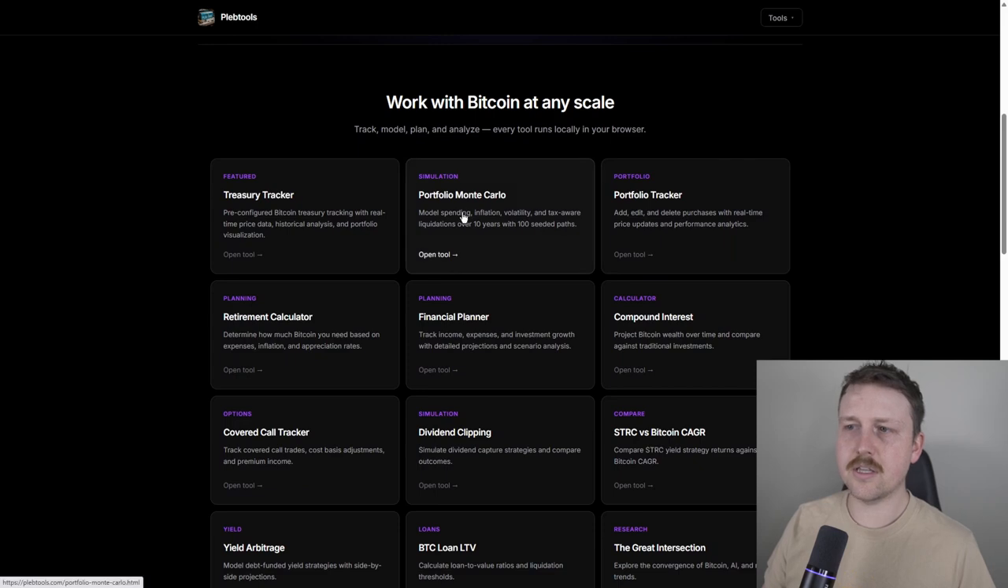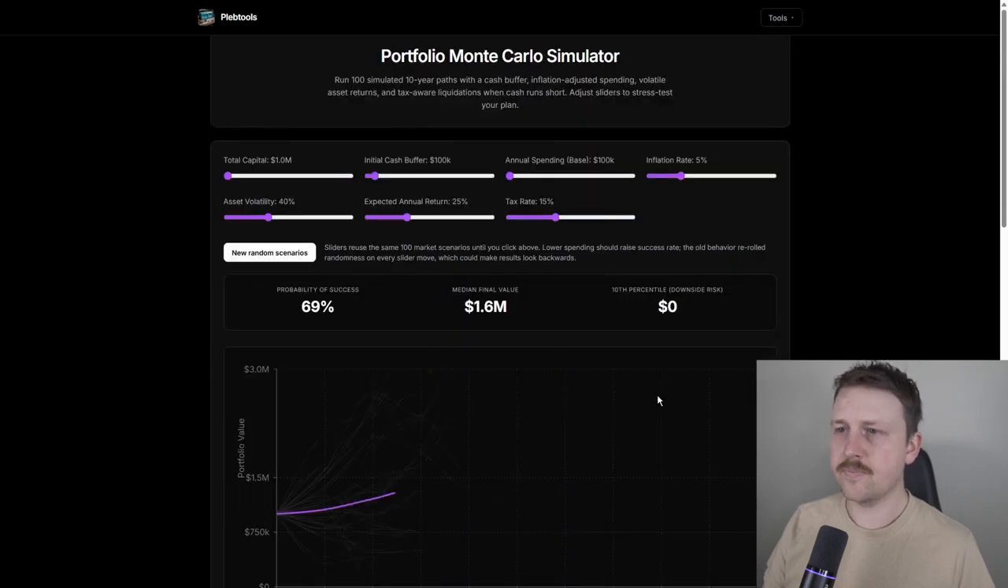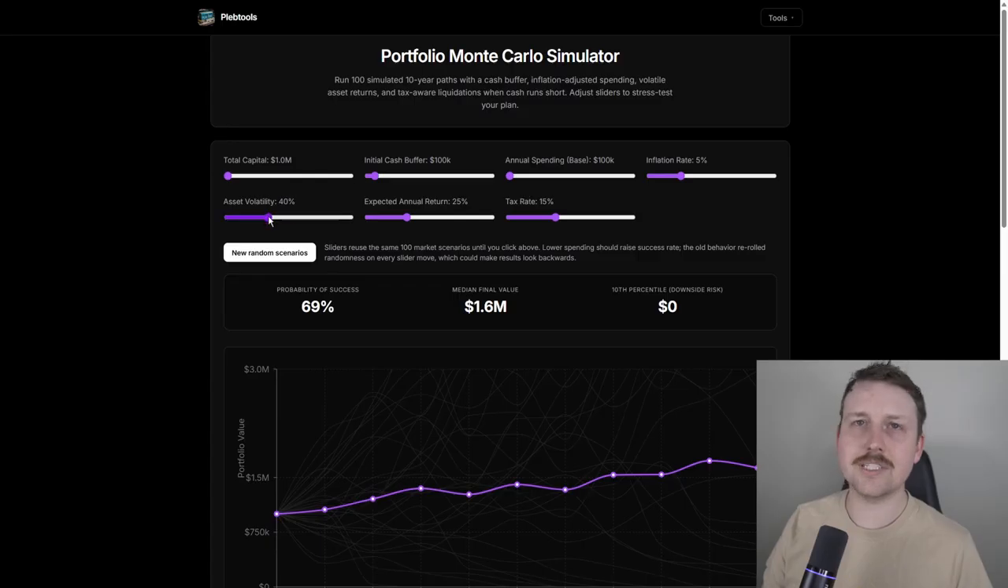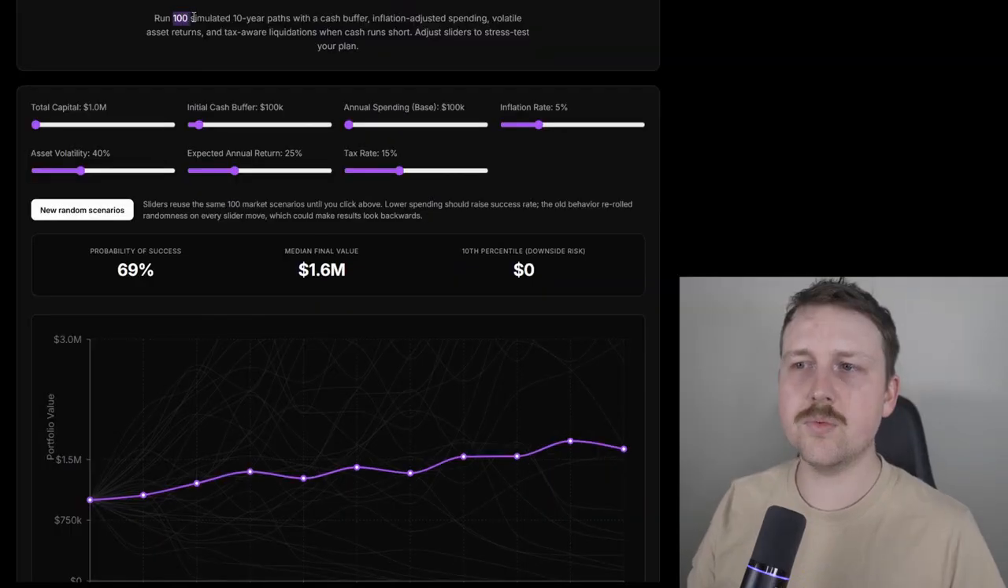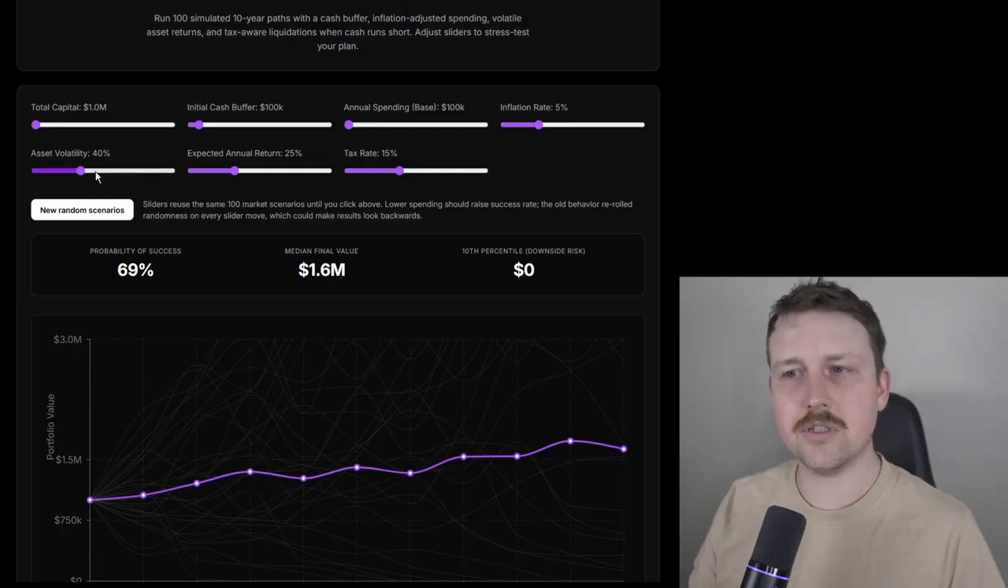And today we're going to look at the portfolio Monte Carlo. What this does is it allows you to put in the volatility of an asset, and it runs 100 simulated 10-year paths based on the volatility and your expected return on the assets and all these other factors.